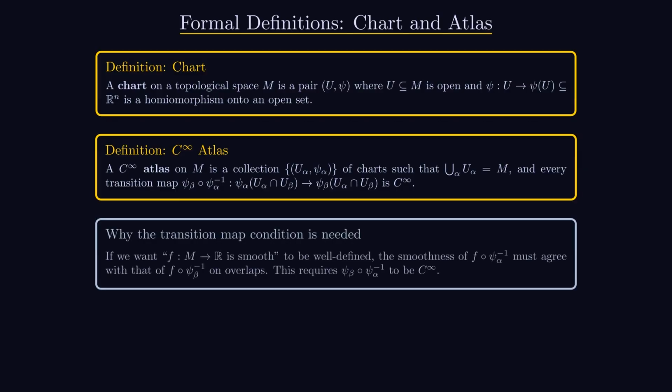We require transition maps to be C-infinity for a specific reason. We want the notion of a smooth function on M to be well defined, independently of which chart we use to test it. A function f from M to R is called smooth if its coordinate expression f composed with psi inverse is C infinity. For two charts to agree on which functions are smooth, the map converting between their coordinates, the transition map, must itself be C infinity.